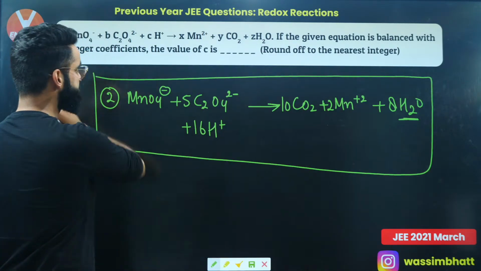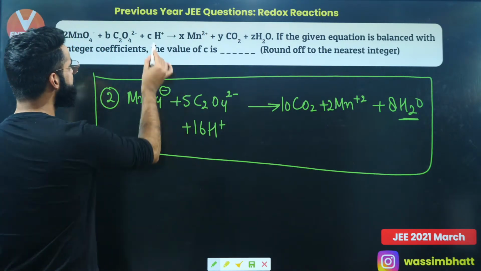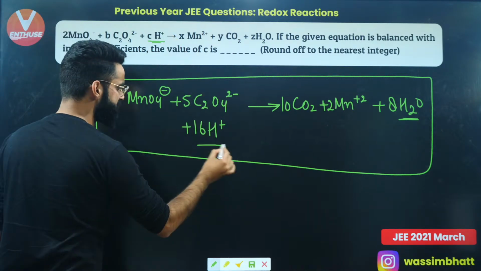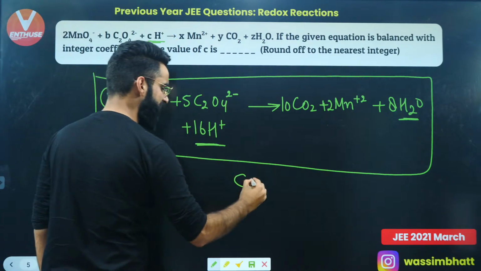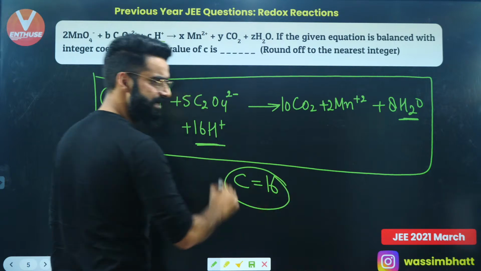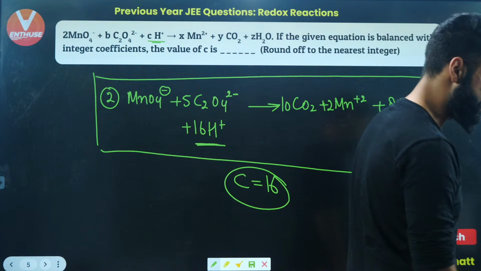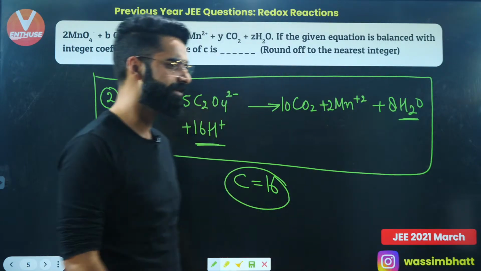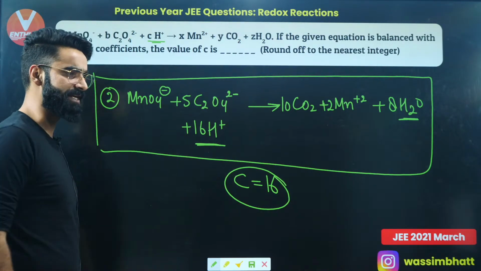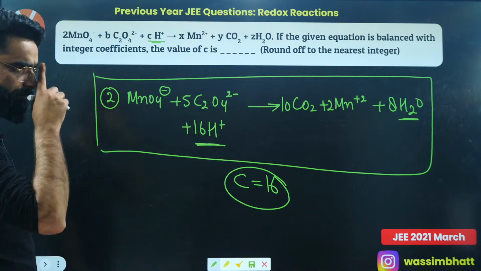Now, what was I supposed to calculate? The value of C. C is the stoichiometric coefficient of H positive. The value of C comes out to be 16. So 16 is going to be the answer of the equation. Let me know in the chat if it is clear to everyone so that I can move on to the next one. Absolutely, guys. 16 is going to be the answer of this question.